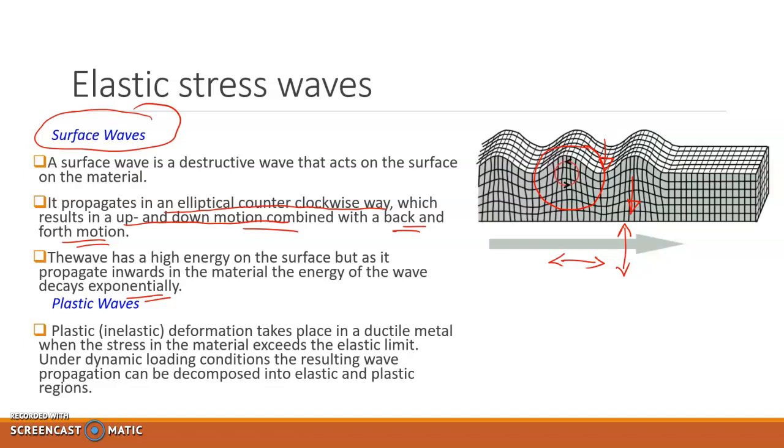And the final type is the plastic waves. Plastic waves occur when deformation takes place in ductile materials, when the stress in the material exceeds the elastic limit. So under dynamic loading conditions, just like in HVF, the resulting wave propagation can be decomposed into elastic and plastic regions.